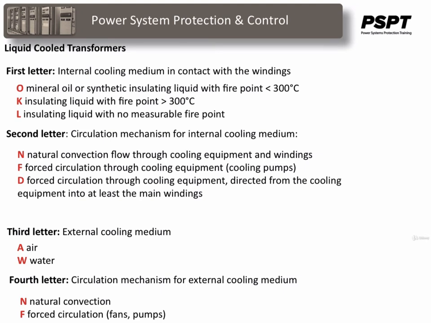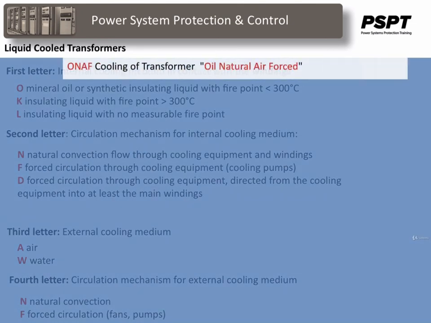So let's take an example of what you might find on the nameplate or on the drawings of a transformer. For example, you might see ONAF, cooling of the transformer, which means oil natural, air forced, which would mean the oil is circulating through the transformer by normal convectional methods, and the air is forced around the transformer to take the heat away from it.